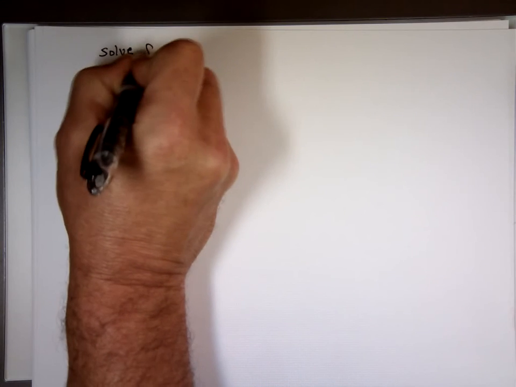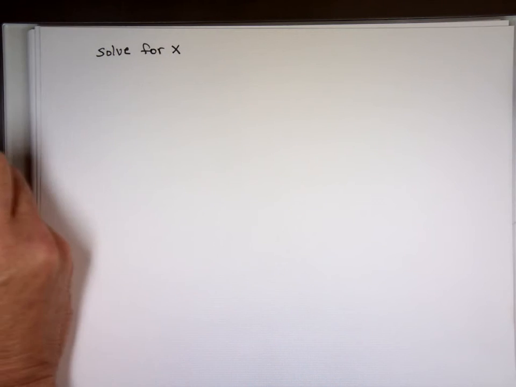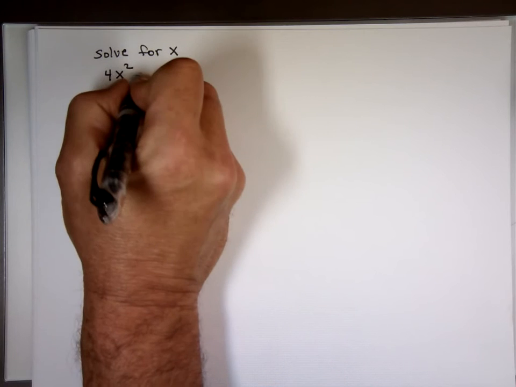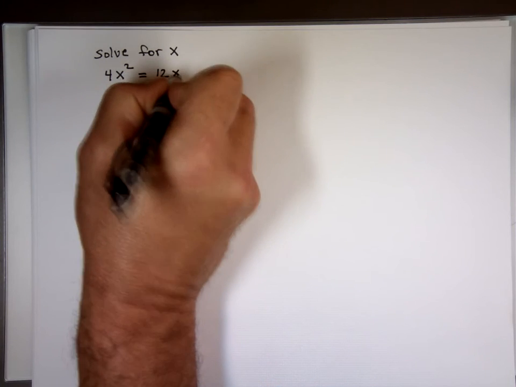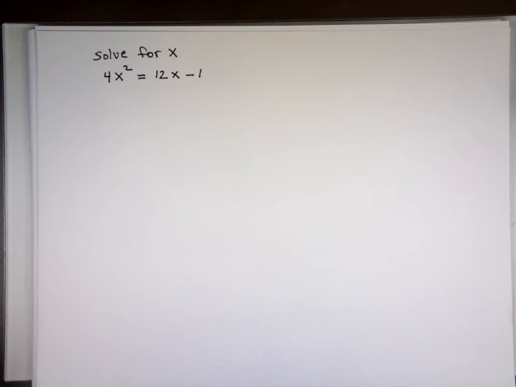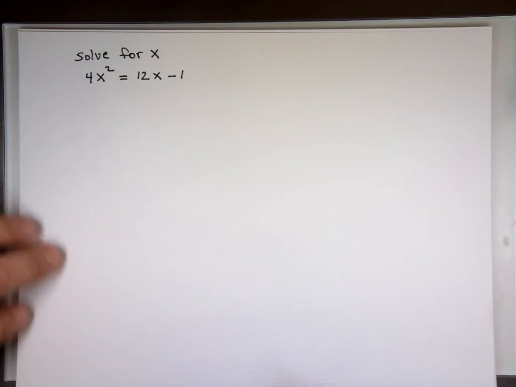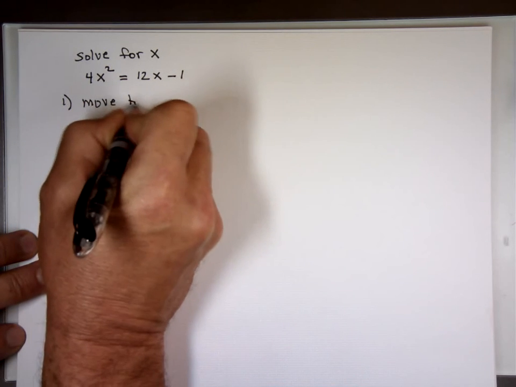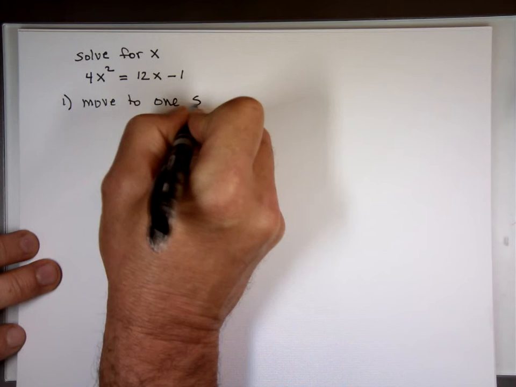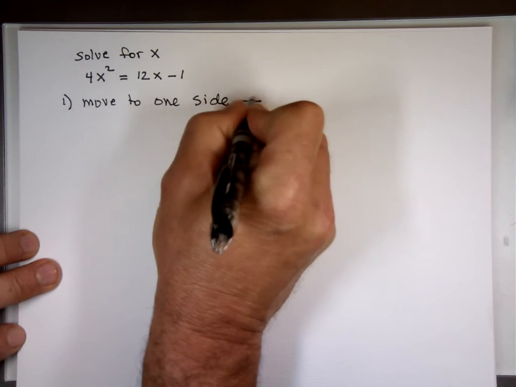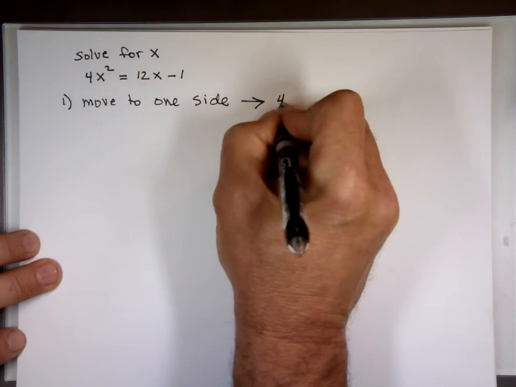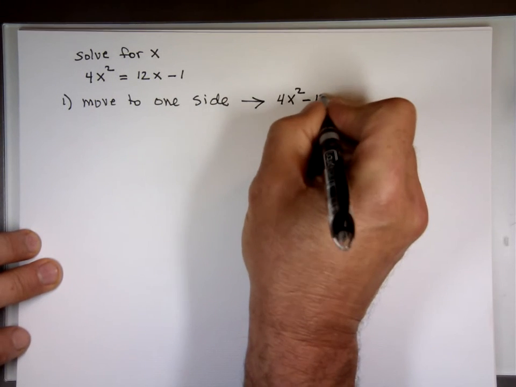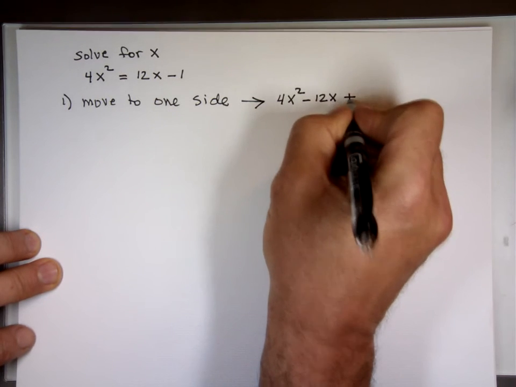Solve for x. Again, write the steps down, move to one side. Four x squared minus 12x plus the 1 equals 0.